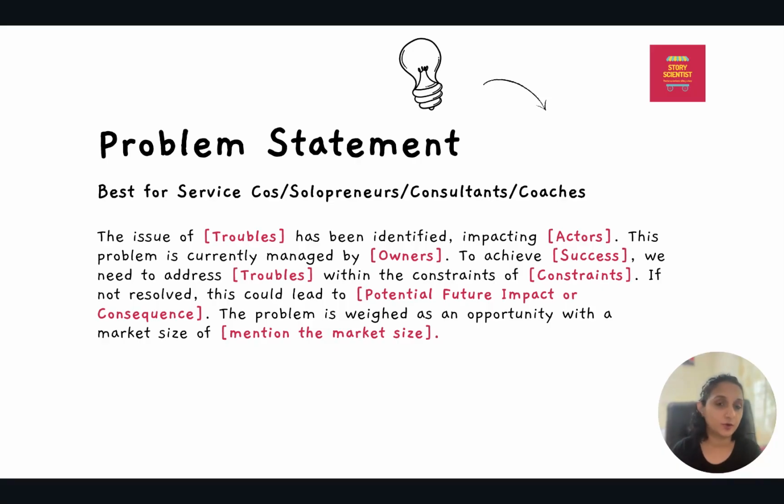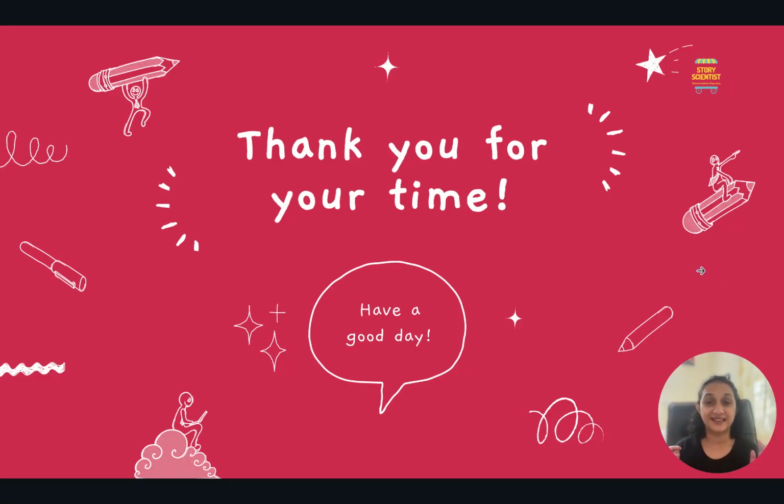For those of you who have already noticed, this particular template is based on the TOSCA framework. T for troubles, O for owners, S for success, C for constraints, and A for actors. If you are already familiar with the TOSCA framework, creating a core problem statement would be super easy. There's also some material that I have provided on how to use the TOSCA framework to create your own core problem statement, right?